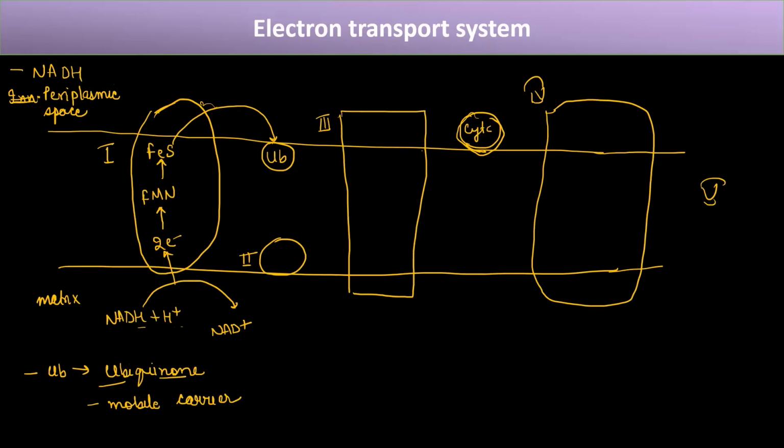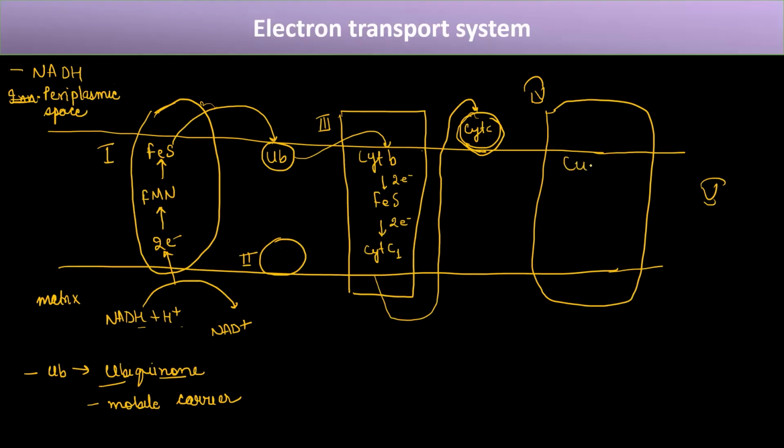And what does your third complex involve? It has cytochrome B, which I'm writing as Cyt B. Then from here it goes to FeS, and from FeS it goes to cytochrome C1. So it goes like this, 2 electrons here, 2 electrons here. And then from cytochrome C1, where does it go again? To cytochrome C.